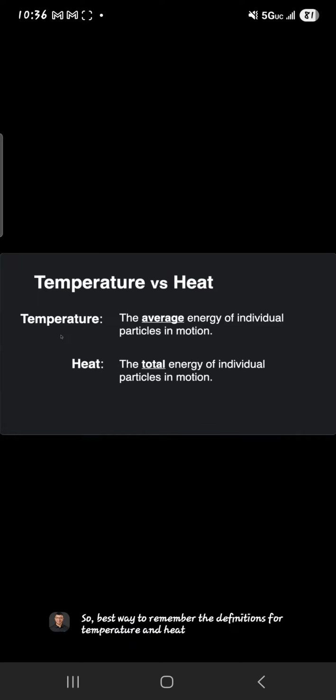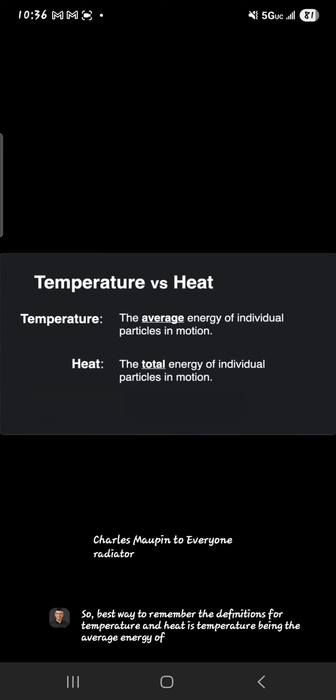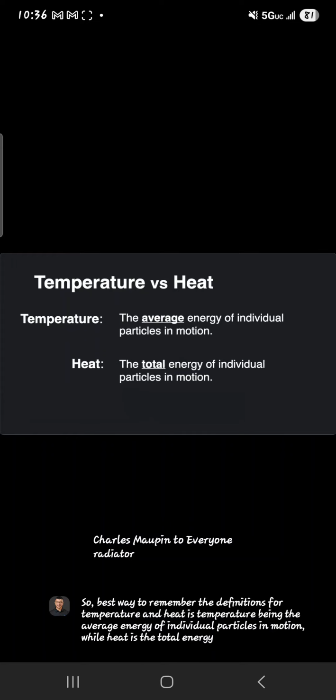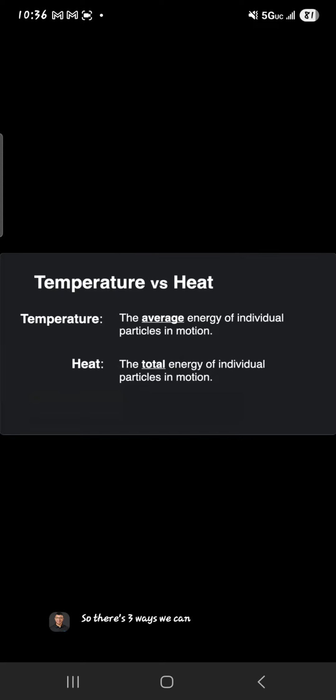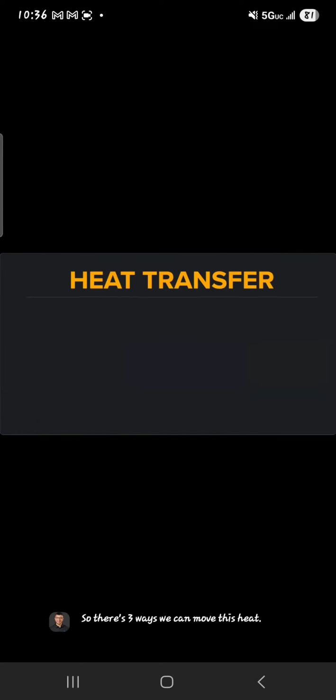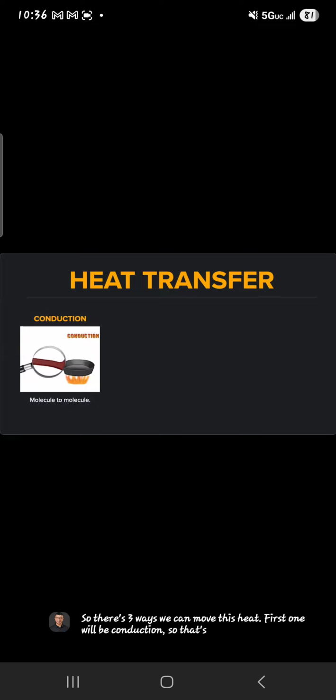So the best way to remember the definitions for temperature and heat is temperature being the average energy of individual particles in motion, while heat is the total energy of individual particles in motion. So there's three ways we can move this heat. First one will be conduction. So that's molecule to molecule.